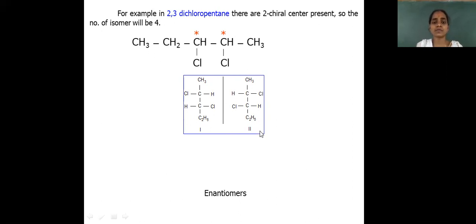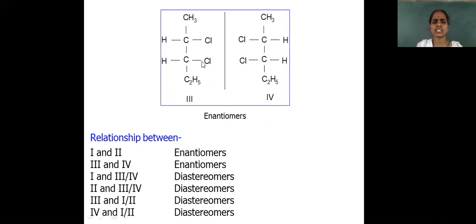In four forms: first, second, third, and fourth. They have the same molecular formula but different orientation of the atoms. In the first, the chlorines at the second and third positions are on the same side, and here also on the left side. And this fourth one is a mirror image of the third one. So how can we differentiate enantiomers and diastereomers? The first and second show a mirror image, and the third and fourth also show a mirror image.